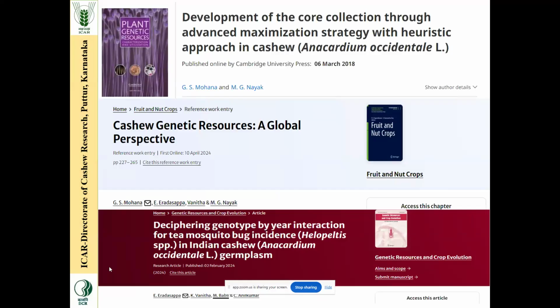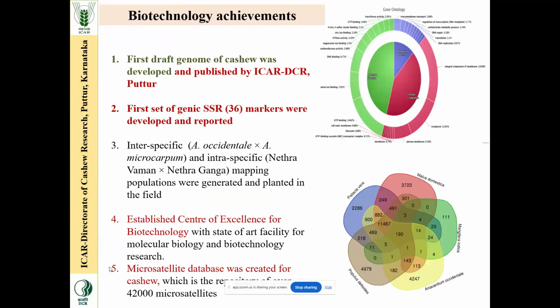And coming to the novel approach, that is advanced approach, biotechnological achievements in this cashew sector, if we see. So the first draft genome of cashew was developed and published by our institute, that is Directorate of Cashew Research, Puttur. And the first set of genic SSR markers, that is 36 markers, were developed and reported in cashew. Interspecific and intraspecific mapping populations have also been generated in cashew. And we have established a center of excellence for biotechnological work with a state-of-the-art facility.